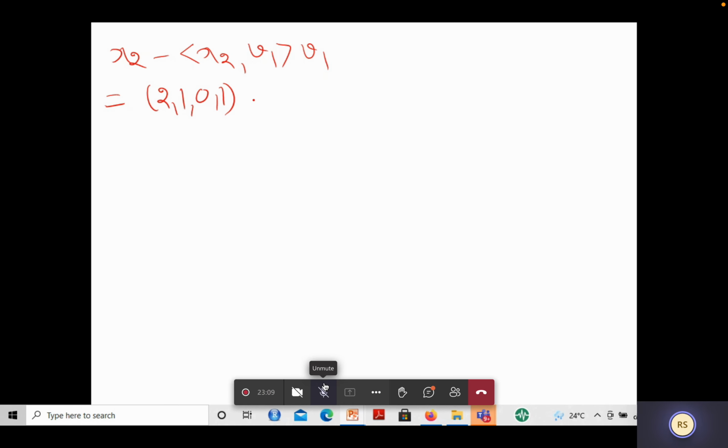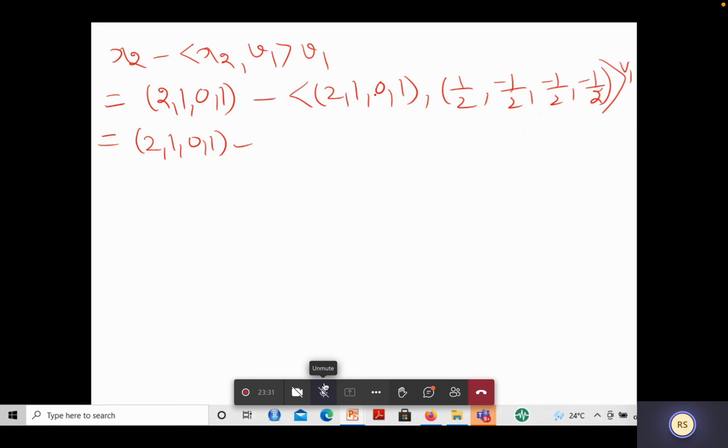(2, 1, 0, 1) minus (2, 1, 0, 1) comma, I think (1/2, -1/2, -1/2, 1/2), with V1. Correct? Is this right? So that is... Yes, ma'am.